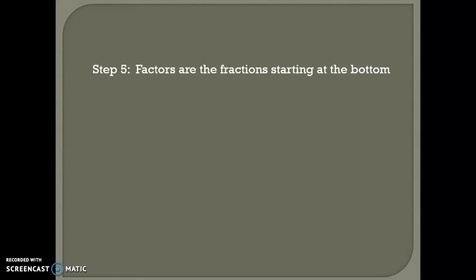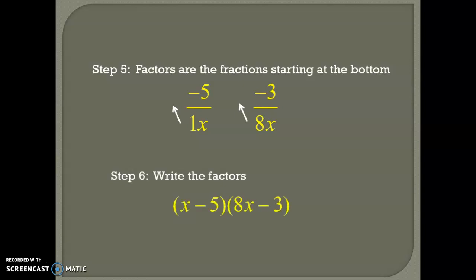Which brings us to step 5. Your factors are going to be the fractions starting at the bottom. So how this looks is you're going to put an x next to the number in the denominator of your fractions. And that becomes the factor. The bottom number, your denominator, becomes your first term of your factor. And then your numerator becomes the second one. So we have x minus 5 and 8x minus 3. So you're going to write them down. That's it. That is the bottoms-up method.